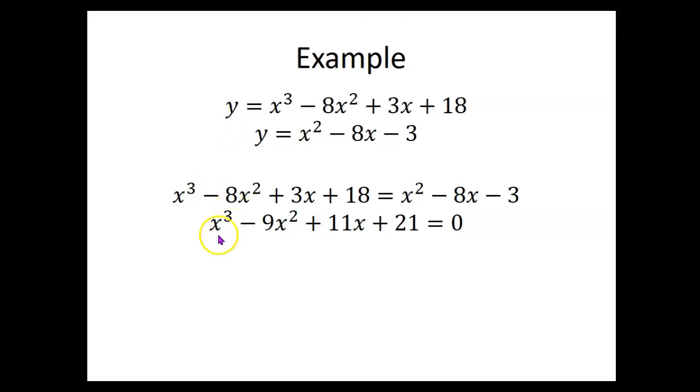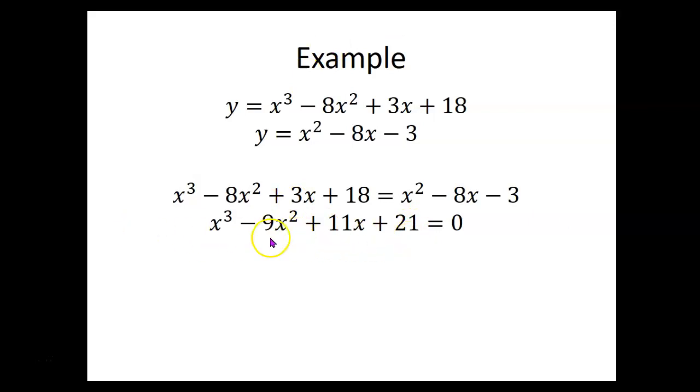And if you remember about Descartes' rule of signs, I see 1, 2 sign changes. So there could be 2 positive real solutions, or possibly none. But there are 3 in all. 2 of them, possibly, are positive real numbers. The other one could be a negative real number.